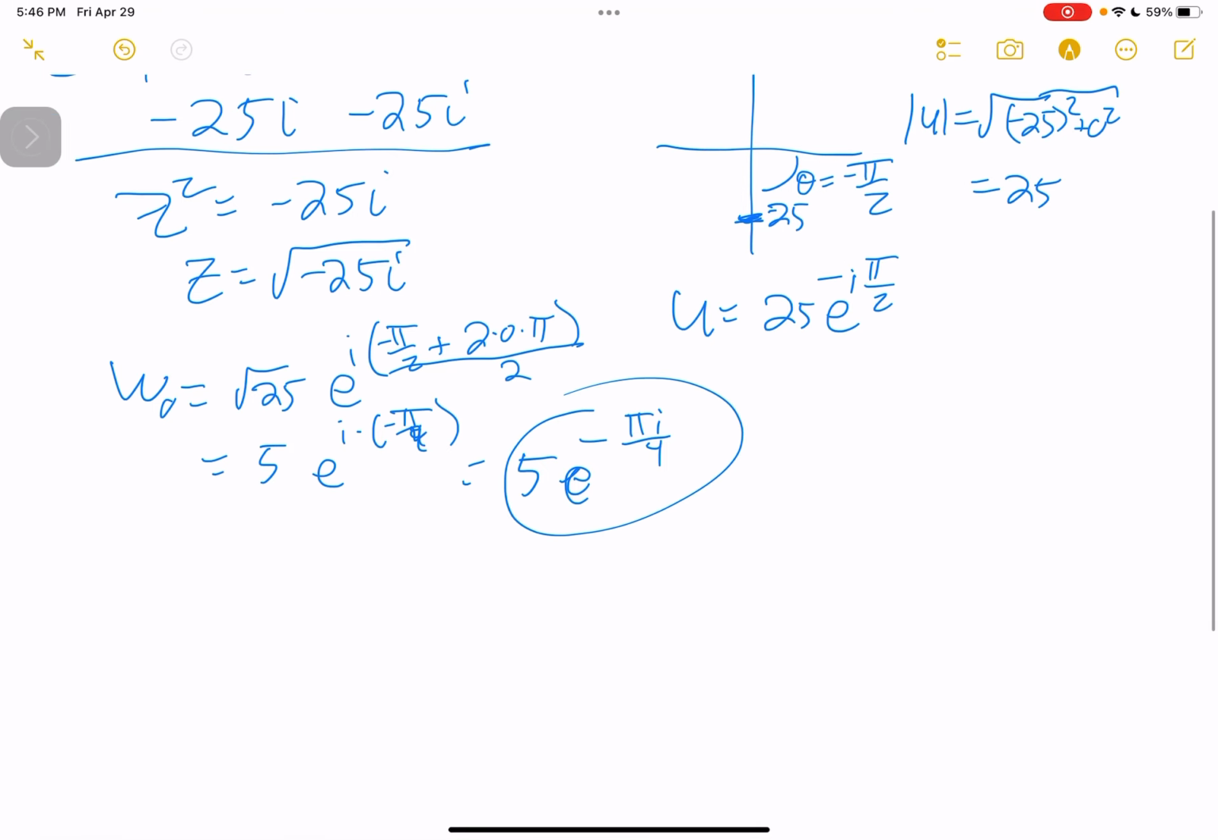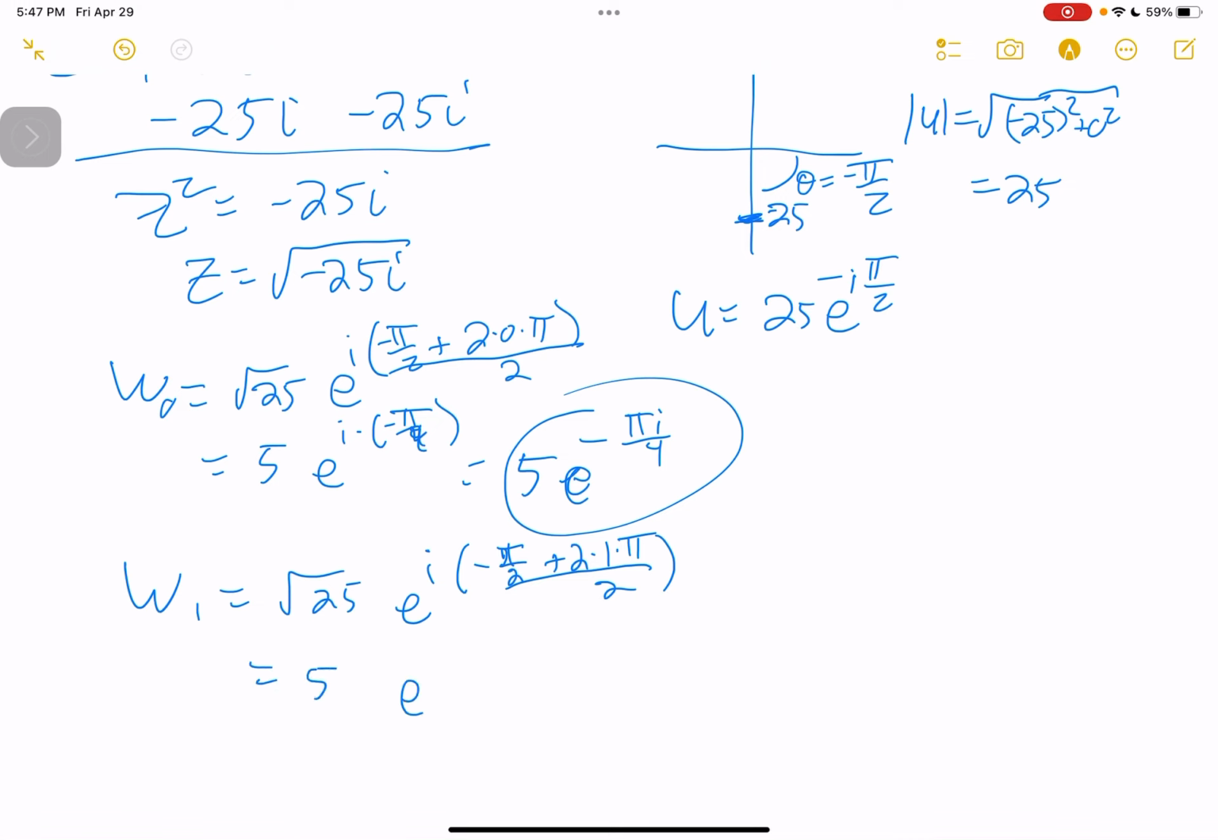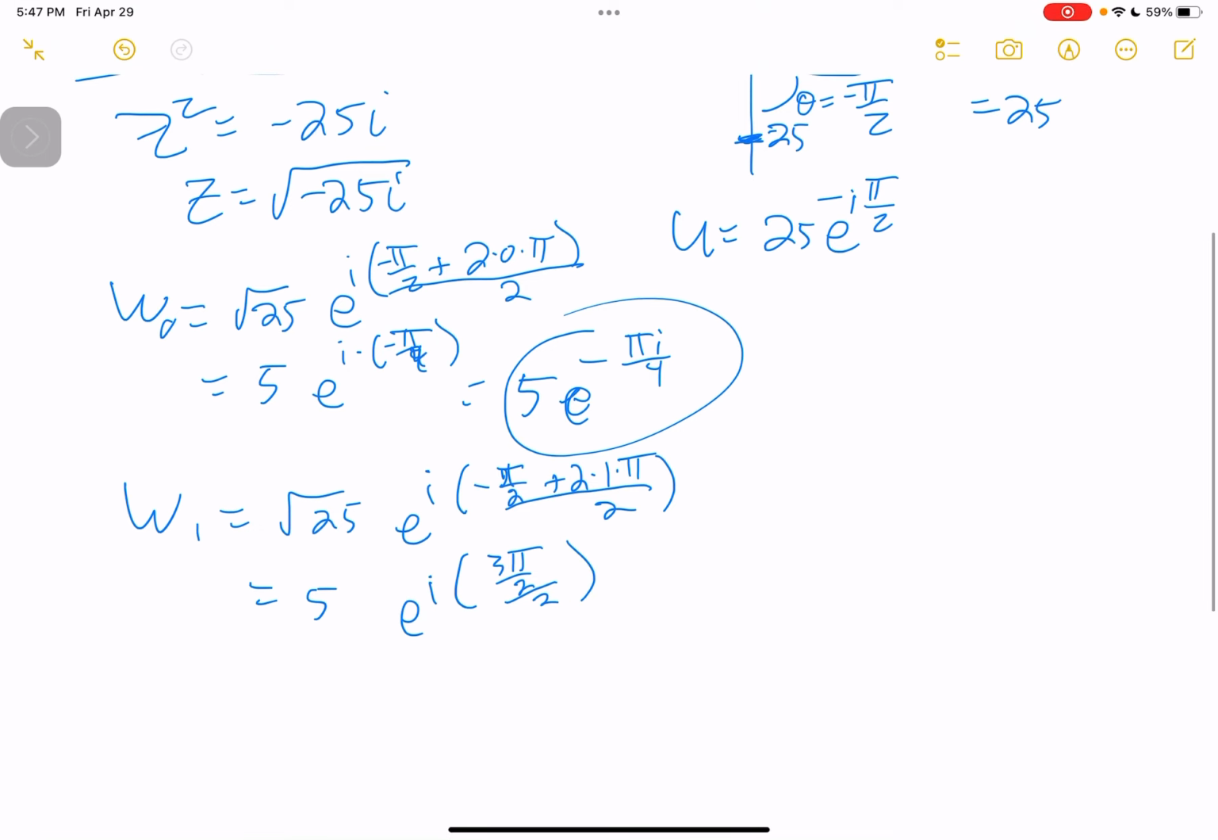The other one, w1, is going to be the square root of 25 times e to the i times negative pi over 2 plus 2 times 1 times pi, all divided by 2. And that's going to be 5 times e to the i times, and that's like a 3 pi over 2 divided by 2. So we end up with 5e to the 3 pi i over 4. That's the second answer. Okay, hope that makes sense.